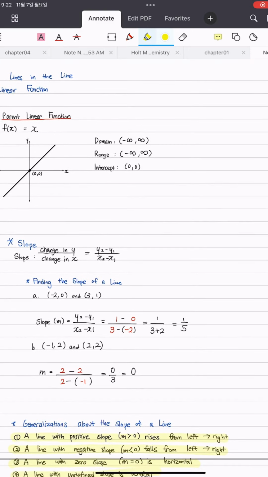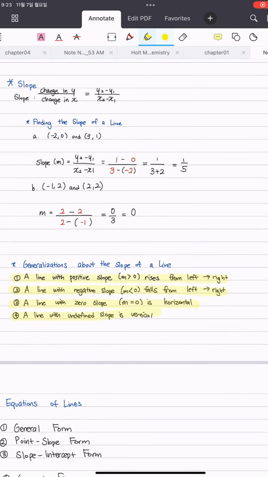Before we go in deeper, let's learn about the parent function of a linear function. A parent linear function is f(x) equals x. This is the graph of the function, and this parent function has a domain of negative infinity to infinity and a range of negative infinity to infinity. Also, its intercept is (0, 0).